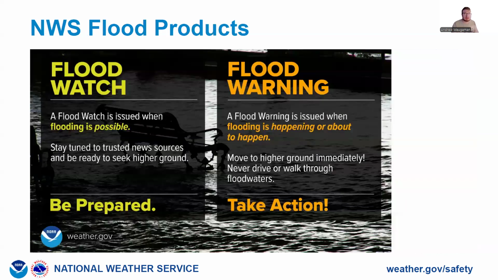Some flood products that are issued by the National Weather Service are flood watches and flood warnings. A flood watch is issued when flooding is possible, and that means to stay tuned to trusted news sources and to be ready to seek higher ground when necessary. In other words, that means to be prepared. A flood warning is usually issued when flooding is happening or about to happen, and that means to move to higher ground immediately. Never drive or walk through floodwaters, and that means to take action.